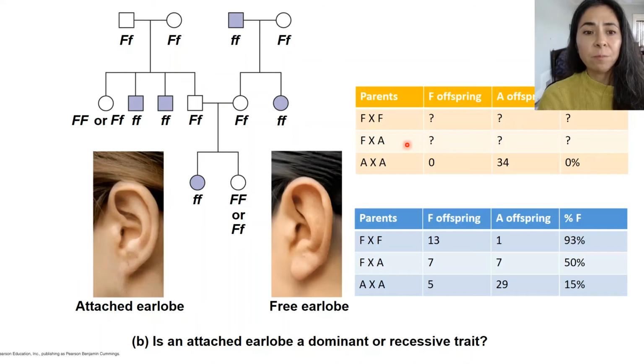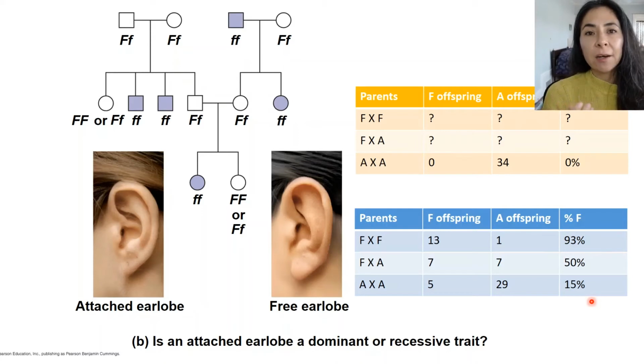Same thing with this situation, attached mated with a free earlobe. We can't really tell what it would be because we don't know if this person is a heterozygote or not. But on the other hand, we do know that if we have two individuals with an attached earlobe and attached earlobe is recessive, that means both of these individuals would have to be little f, and all of their offspring would have attached earlobes. Okay, so none of their offspring would have free earlobes. So here's what they actually saw. They saw that if you have two parents with attached earlobes, you still have a 15% chance of having free earlobes. So that means this is not a simple Mendelian trait.